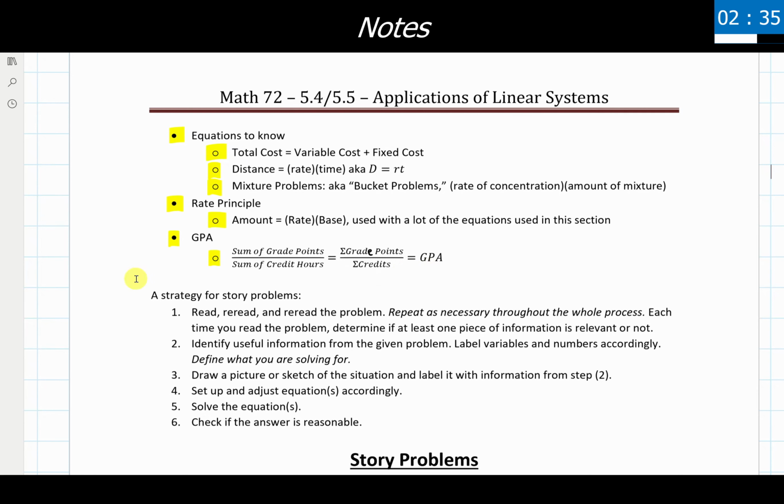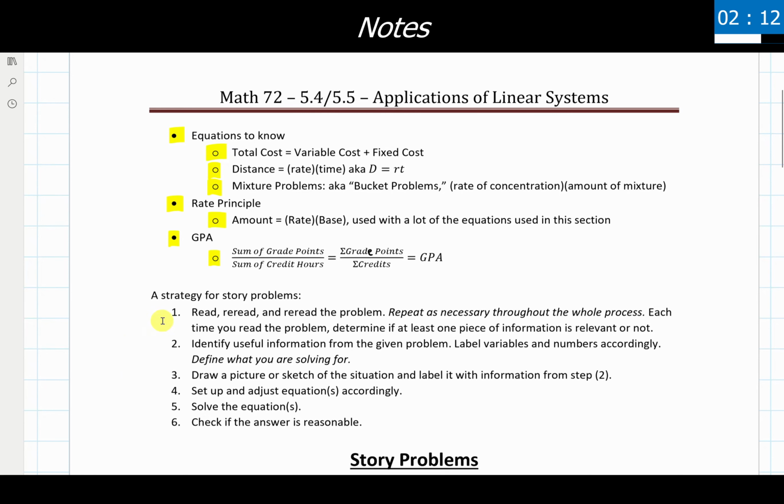Now the strategy that we are going to use for a lot of these is very similar to what we've seen previously in the chapter 3 material. Again, there is not really a direct, this is always how you solve story problems, but I do want to note that there are some universal things that seem to show up with story problems, and we're just reiterating those here.